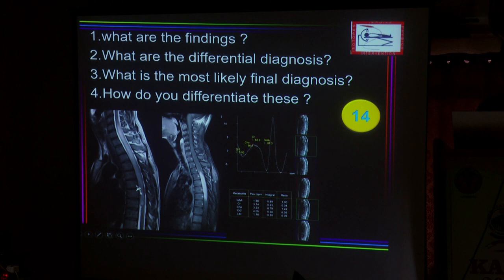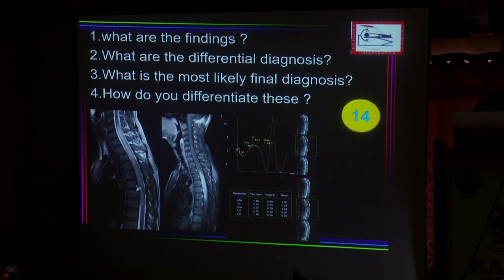So the finding is you see a long segment intramedullary lesion in the dorsal spinal cord, cervicodorsal cord, with mild cord expansion. Contrast shows relatively homogeneous enhancement. This is the spinal MR spectroscopy that is done, which shows a lipid peak. So what will be the most likely diagnosis?